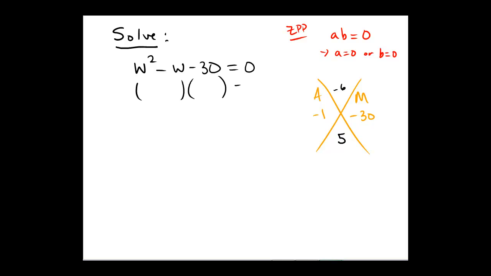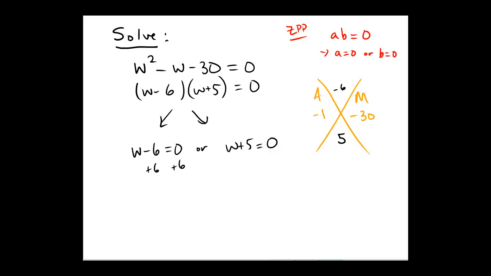So we have a factoring over here of the two numbers we found, W minus 6 and W plus 5. And that's going to be equal to 0. So the zero product property now allows us to say W minus 6 equals 0 or W plus 5 equals 0, from which we can isolate our variables and say W equals 6 or W equals -5.